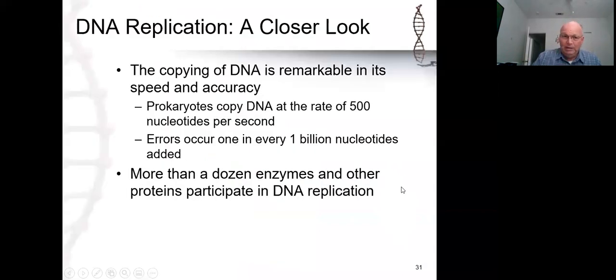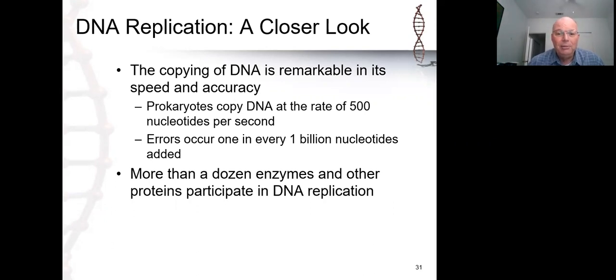So the first thing to realize is that the copying process is extremely rapid and very, very accurate. If we consider the DNA to simply be a string of letters, which basically is how we represent it, each nucleotide being represented by a letter. Imagine you copying out a sequence of 1 billion letters and making one mistake in the process. Because that's in essence what takes place in DNA replication.